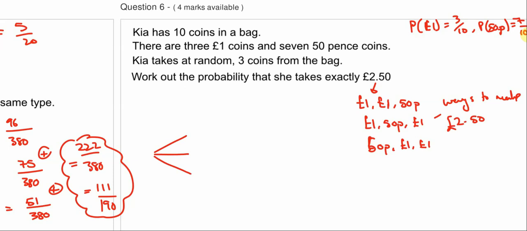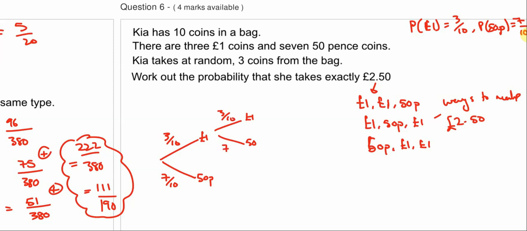So I didn't need to draw 3 there, just need to draw 2. So we've got £1 and we've got 50p. So that's going to be 3/10, this is going to be 7/10. Again, £1, 50p, so 3/10. Oh, sorry. We take a pound, we're not putting it back in the bag, we can't use the coin twice.